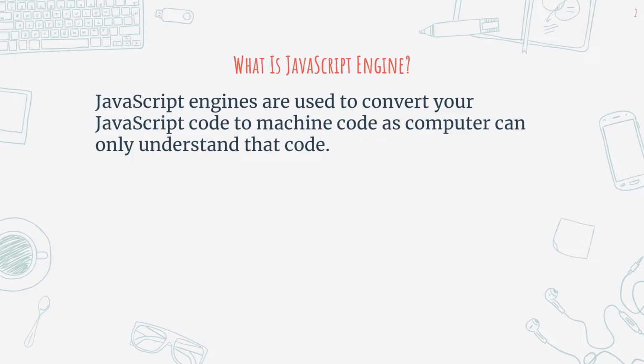Now JavaScript engines are used to convert your JavaScript code into machine code, as computer can only understand that code. See, your computers can only understand the machine code, but when I am typing JavaScript that is close to English, the JavaScript code is close to English, and the computers cannot directly understand the JavaScript code. So we have to somehow convert this JavaScript code into machine code.